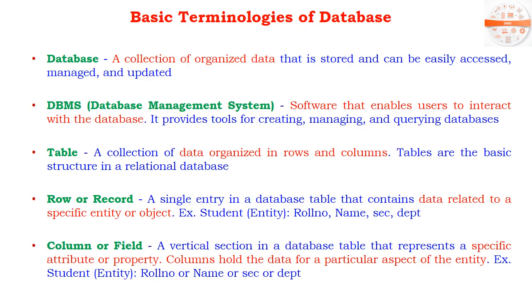And next one is the column or field. A vertical section in the database table that represents a specific attribute or property. A column holds the data for a particular aspect of the entity. For example, student is an entity where we can create a number of columns, for example, roll number, name, section, or department, etc.